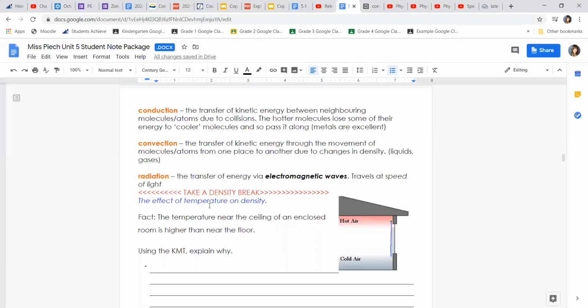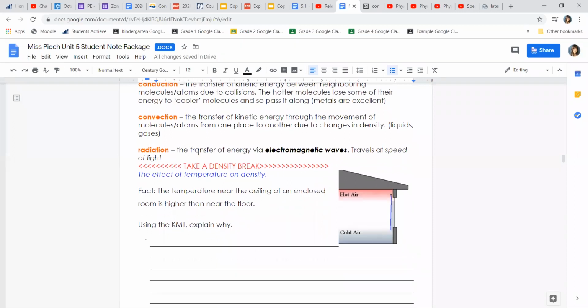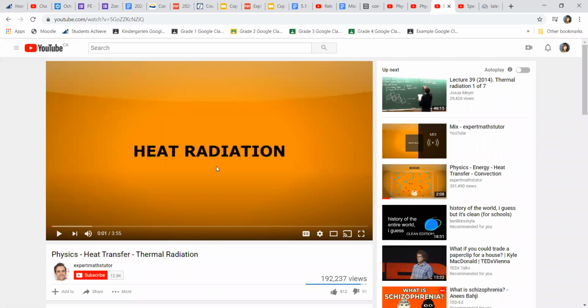All right, so with radiation, it's the transfer of energy via electromagnetic waves, and that travels at the speed of light. This video over here, kind of cool, talks about how that works, especially how the sun is a source of radiation, and what types of materials and surfaces will reflect or absorb that heat better. You can think about different types of clothing you've worn on a really sunny day, what made you feel a lot warmer, and which kept you fairly cool. Think about that as you are watching this video.